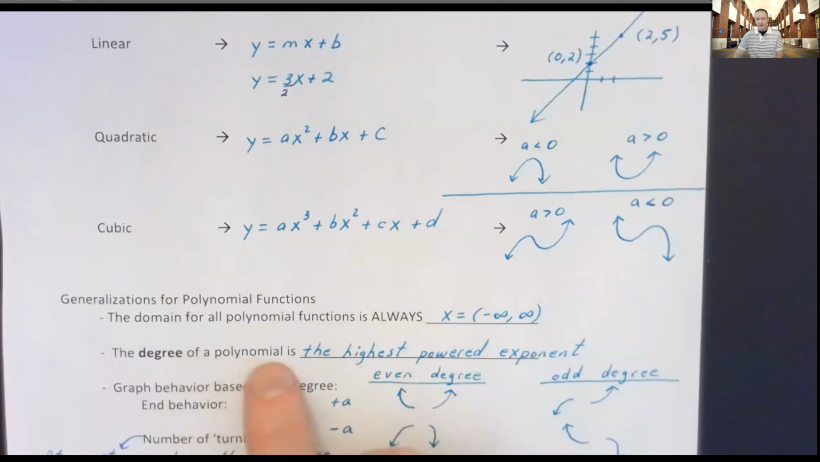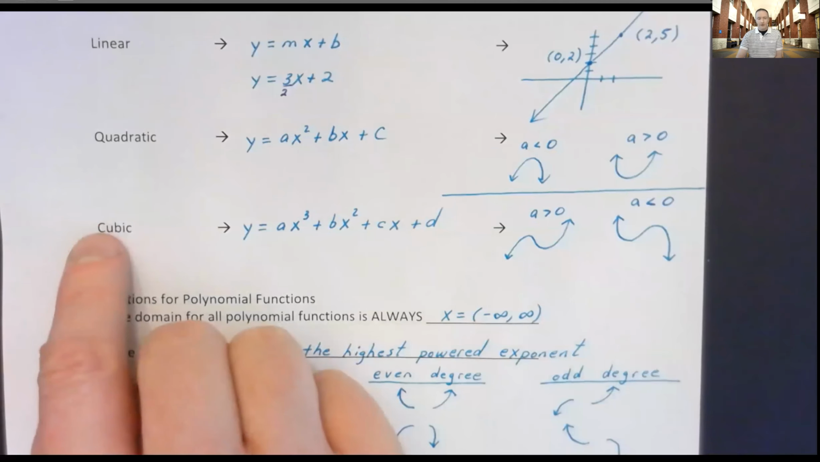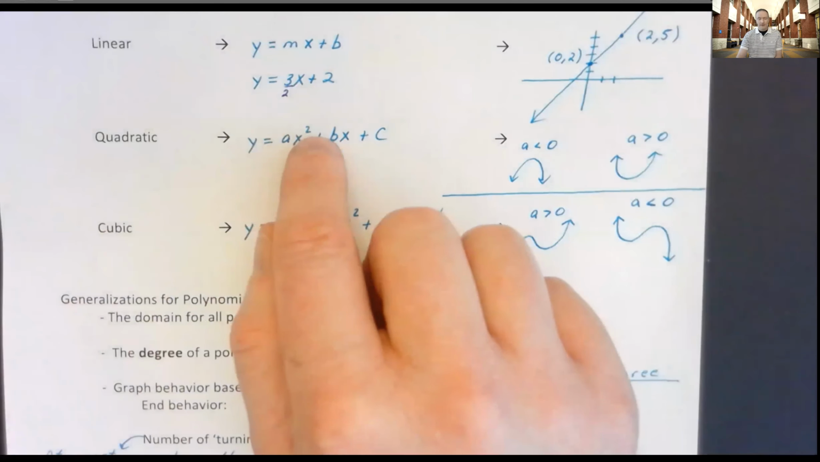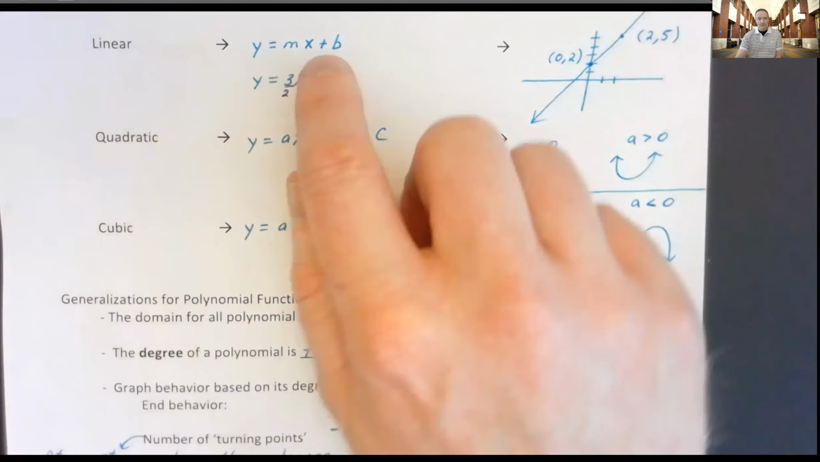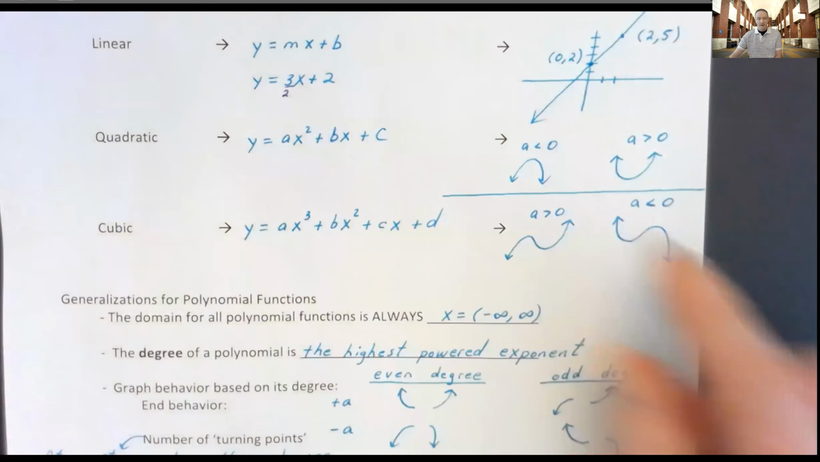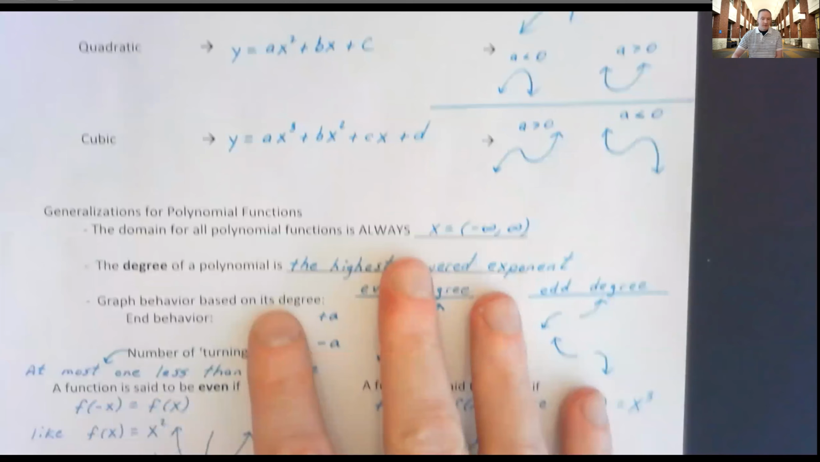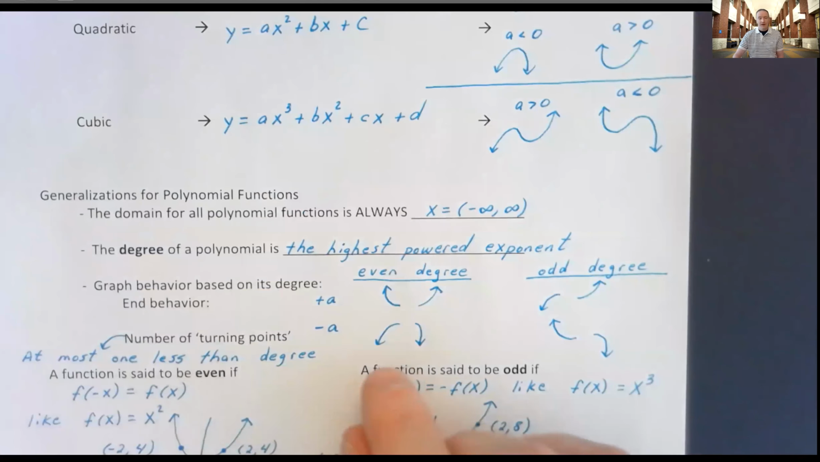Now, the degree of a polynomial is simply its highest powered exponent. You'll see I called this a cubic, well, because it's degree 3. It's the highest powered exponent. Quadratic, degree 2, highest powered exponent. Linear, degree 1, highest powered exponent. Now, that highest powered exponent will also give us the degree of the polynomial, and that tells us something about the way a function is shaped.